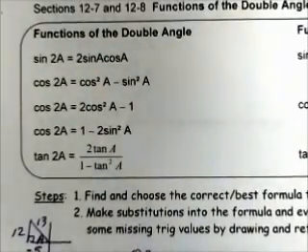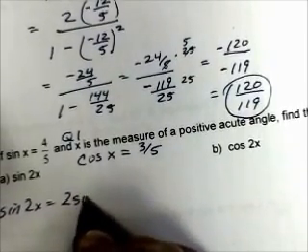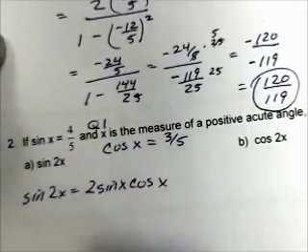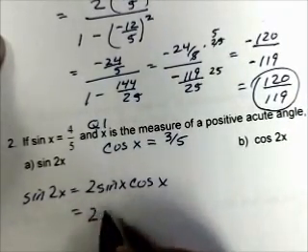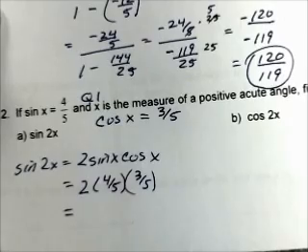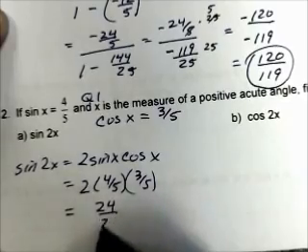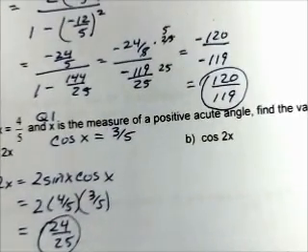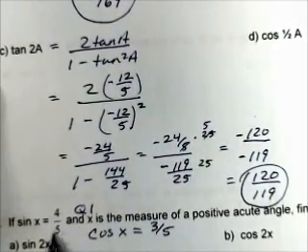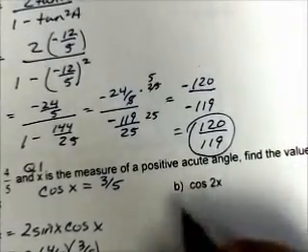Okay, sine of 2x. Plug into the formula, 2 sine x, cosine x. So sine of 2x is going to equal 2 sine x, cosine x. So 2 times the sine of x, which is 4 fifths, and the cosine of x, which is 3 fifths. 2 times 4 is 8, times 3 is 24, so 24 25ths. Short and simple. Cosine of 2x, again, we were given the sine of x, all right? So I would use the one that involves sine, this one. So 1 minus 2 sine squared x.